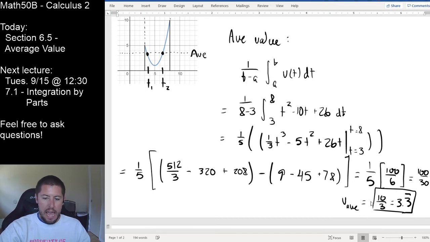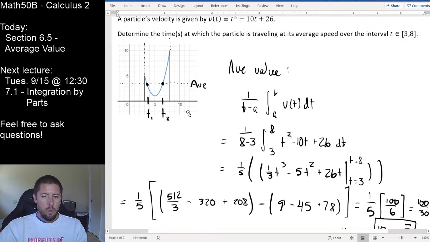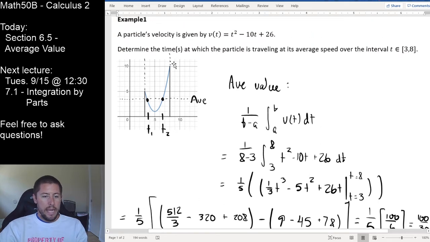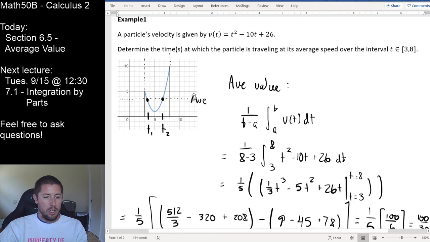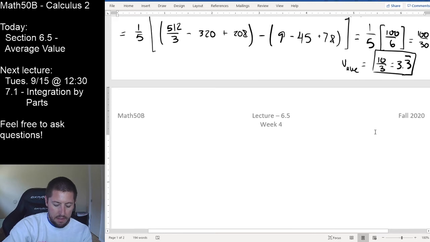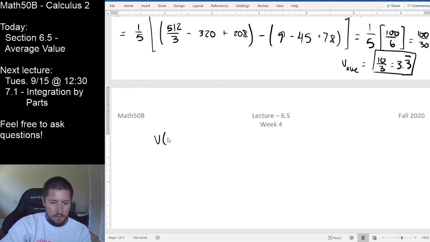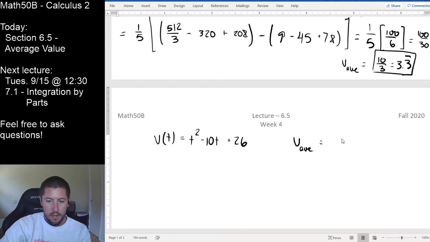So maybe I'll call that v average, is 10 thirds. What we wanted to know is at what times, what inputs into this function give us the output of 10 thirds. So what we're going to do now is just strictly some algebra. I know that I have a line of height 10 thirds. I want to know when it intersects this parabola right here. So we have v of t equals t squared minus 10t plus 26. And we have that our v average is 10 thirds. I want to know when these are the same as each other. So let's go ahead and solve for that.